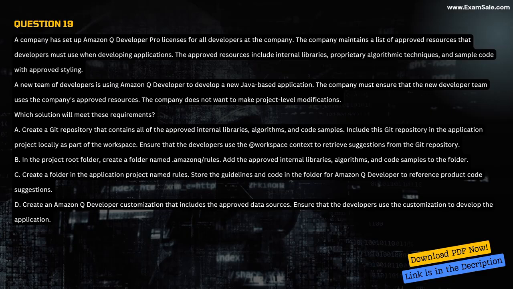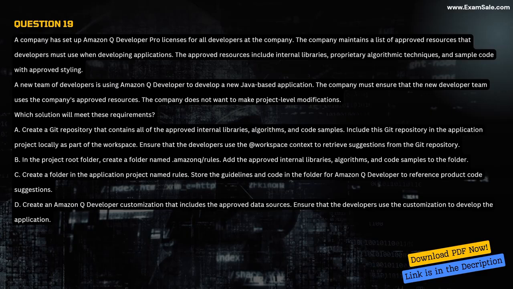A. Create a Git repository that contains all of the approved internal libraries, algorithms, and code samples. Include this Git repository in the application project locally as part of the workspace. Ensure that the developers use the @workspace context to retrieve suggestions from the Git repository. B. In the project root folder, create a folder named .amazon/rules. Add the approved internal libraries, algorithms, and code samples to the folder.